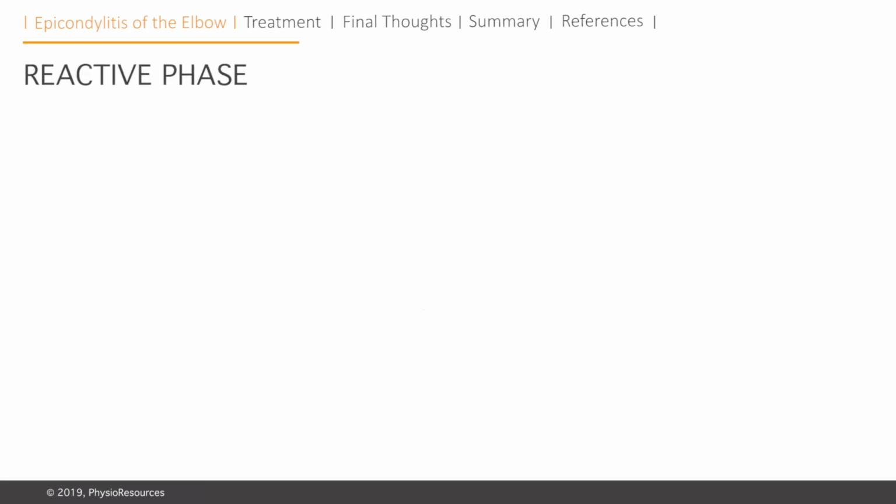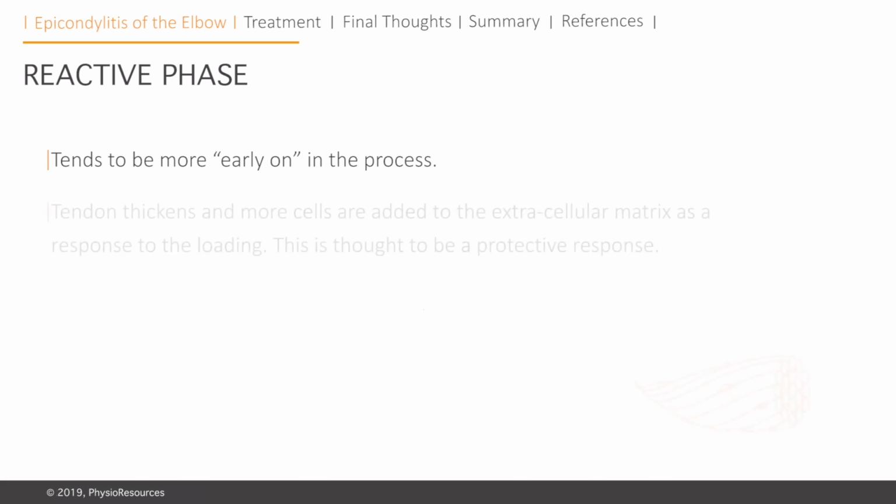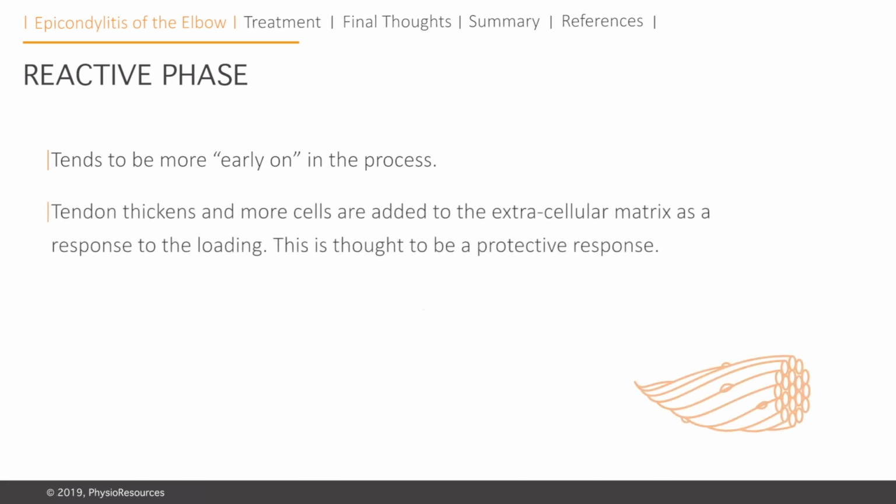So what we'll do in the next couple slides is talk about each of these phases in depth. So let's talk a bit about the reactive phase. The reactive phase occurs more early on in the process, as we mentioned. And this, of course, is a reaction to the overloading of tendons in a repetitive nature. So during this phase, the tendon in question thickens as more cells are added to the extracellular matrix as a response to excessive or abnormal loading. And this is thought to be a protective response to the load stress.